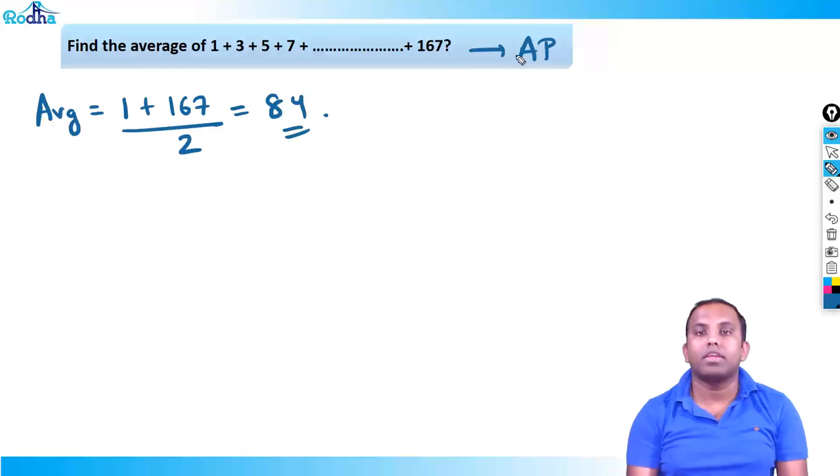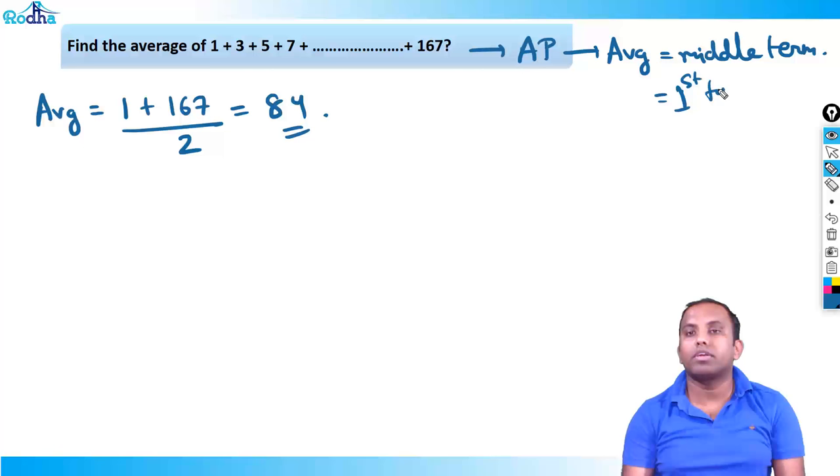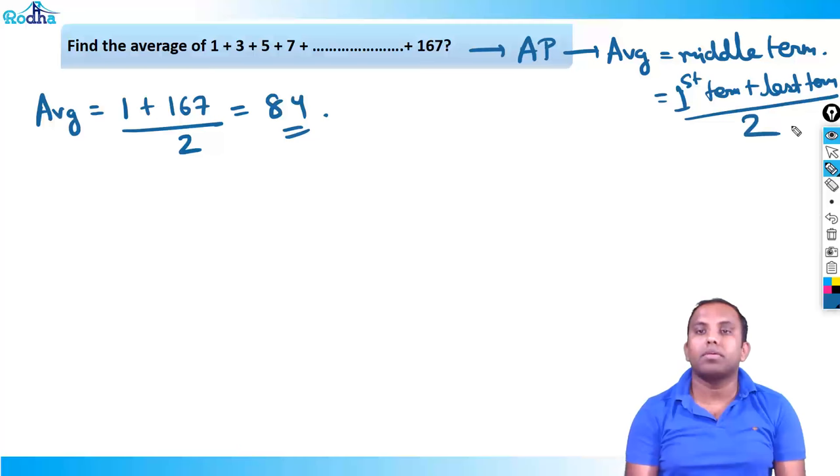In AP, the average is always the middle term. The middle term is calculated as first term plus last term by 2. Okay, this is easy, very easy.